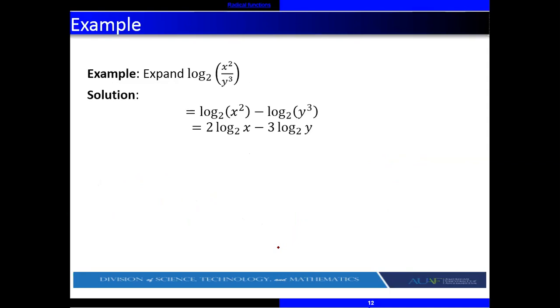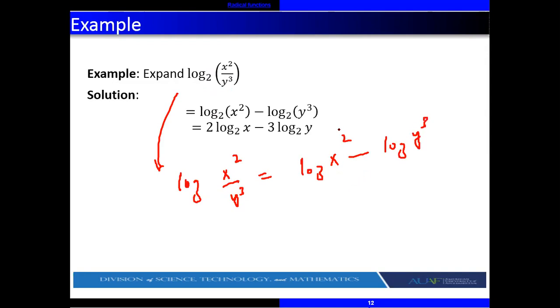Okay, this one is also from coefficient and also from second and third rule. Like we have what? We have log of x square divided by y cube and base is 2. Okay, I don't want to write base. So how you can write? We can write log of first one x square, because in quotient form or division form, second one we have log of y cube. Correct? So now I can transfer this one to coefficient. So 2 into log of x minus 3 into log of y.